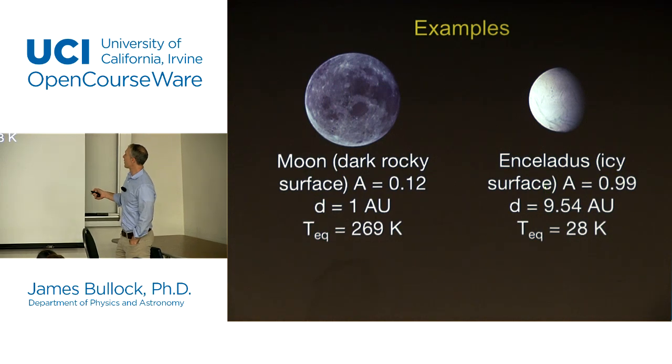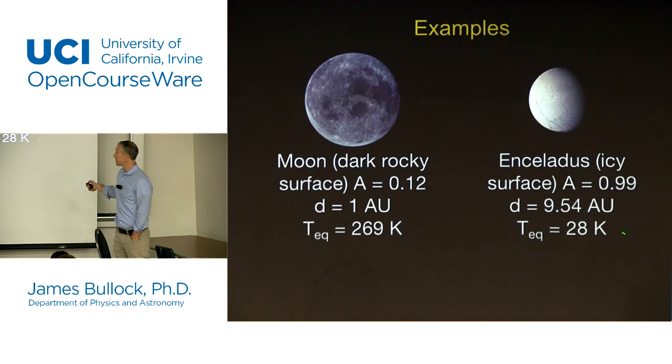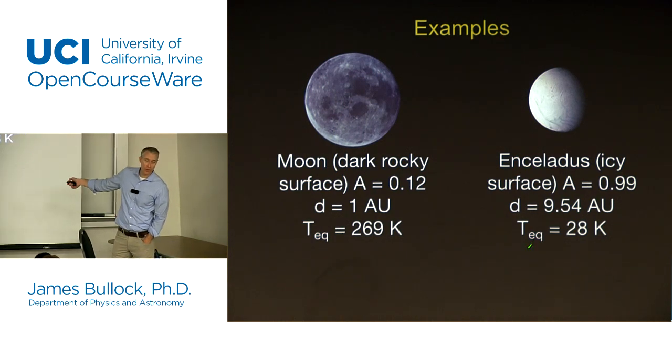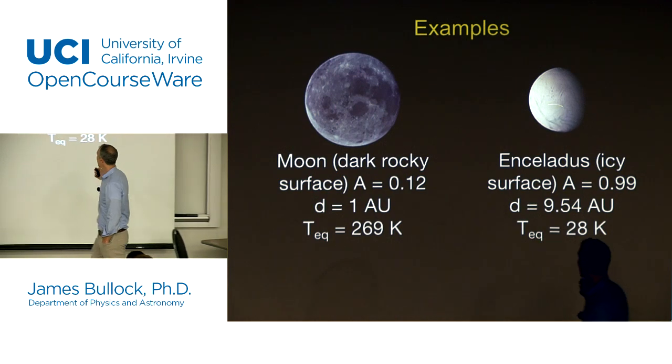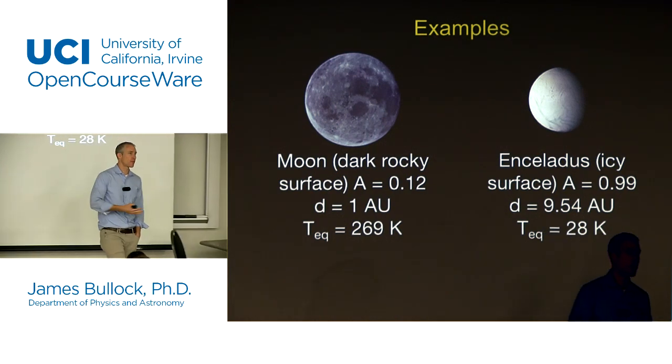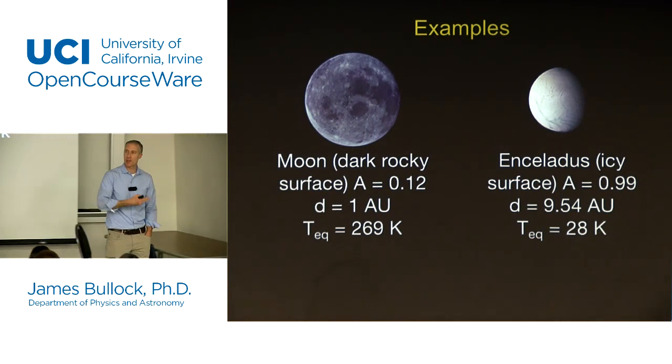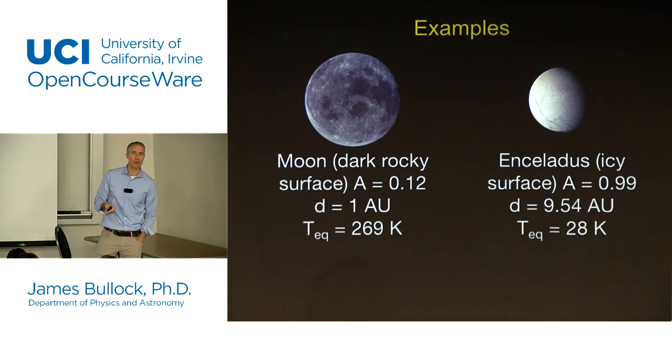Enceladus, on the other hand, is about 10 AU from the sun. This is an icy moon, and it has an equilibrium temperature of about 30 Kelvin. So it's a very cold thing, and that's why it's so icy. These are just some examples. These are objects that basically don't have any atmosphere, so you can apply this equation, calculate their temperatures, and then you measure their temperatures. It's pretty close to what you see.